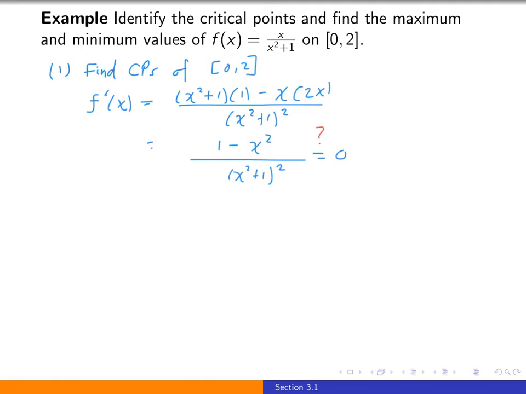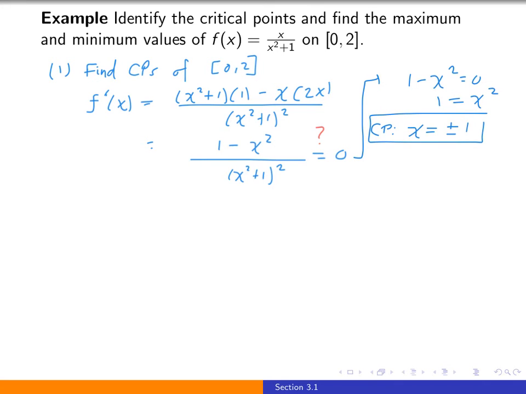And if you have a fraction that's equal to 0, that simply means the top has to be 0. So the only place that this can be 0 would be where 1 minus x squared is 0, which is equivalent to saying that 1 is equal to x squared. So x is equal to plus or minus 1. So the critical points for our function are going to be x equals plus or minus 1.